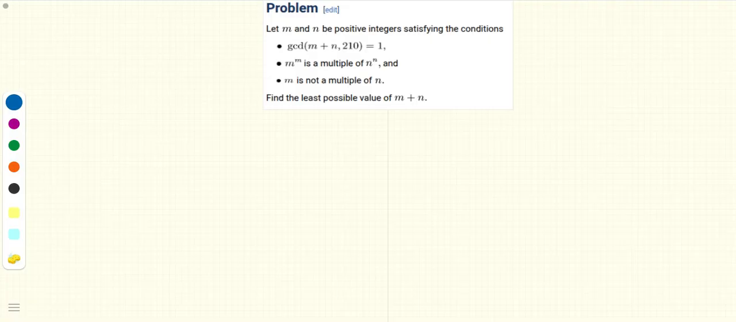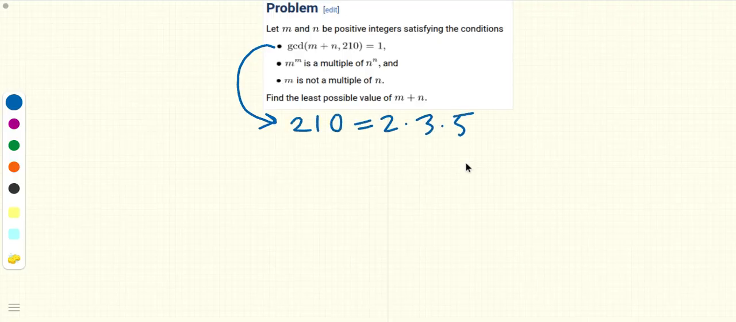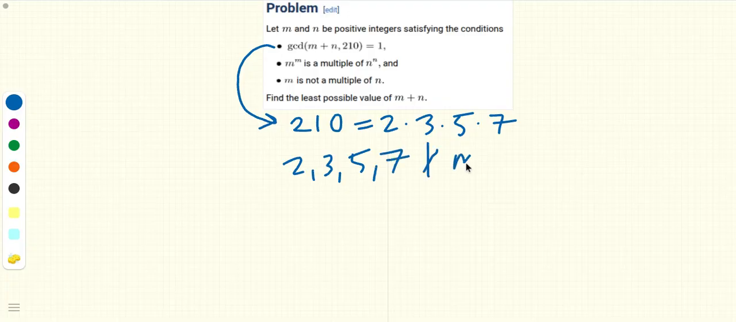Based on the first condition, we know that 210 is equal to 2 times 3 times 5 times 7. This means that m plus n cannot have any of these as factors. I'll write it like this. They cannot divide into m plus n.